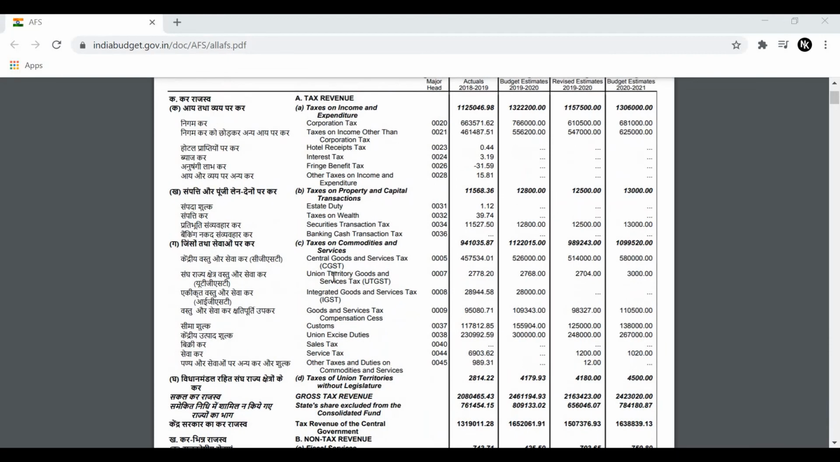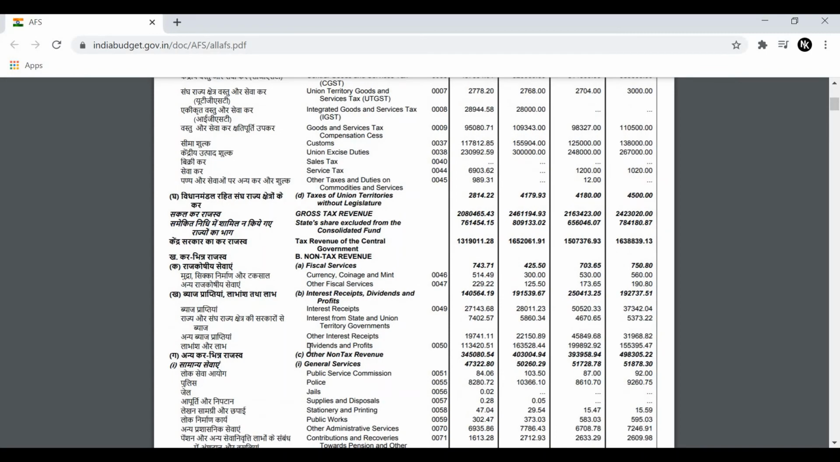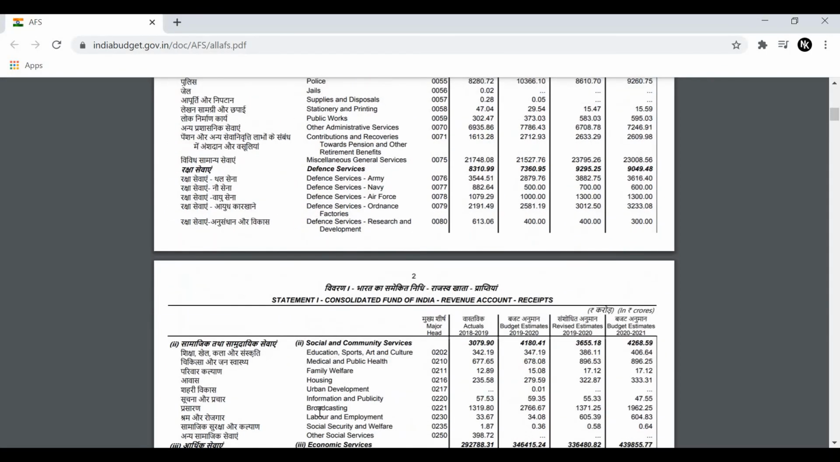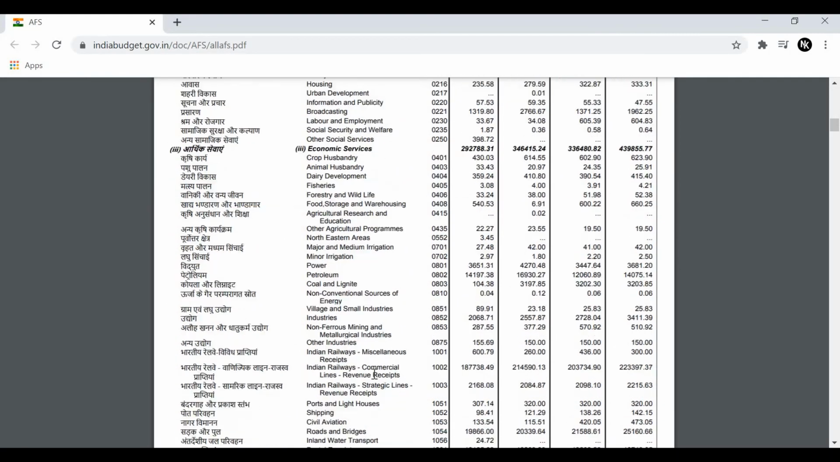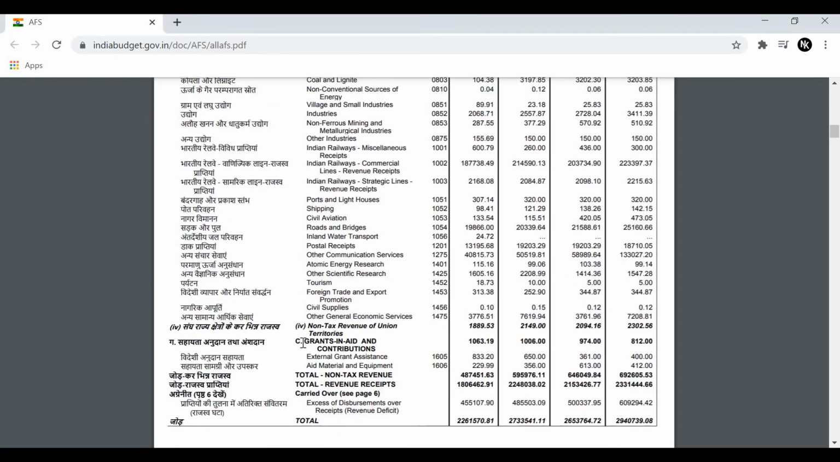And now finally, we're here at B, non-tax revenue. Fiscal services, government services, interest, general services, defense services. These are all government-provided services, and we're getting revenue from these, of course. It could be fees or anything. And then we also have another category, grants and contributions. It could be foreign aid, etc.